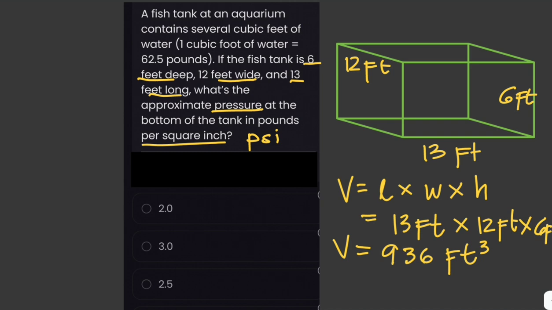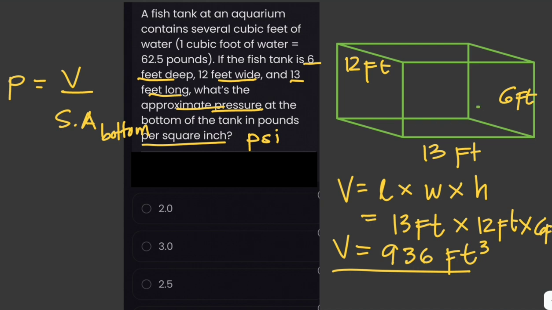Alright, take note that we are asked to solve for the pressure, and the pressure in PSI, let's say pressure P, is just equal to the volume divided by the surface area. Now we already have solved for the volume of the tank, and we need to solve for the surface area. This is the surface area of the bottom of the fish tank. Now let's solve for the surface area of the bottom of the tank first.